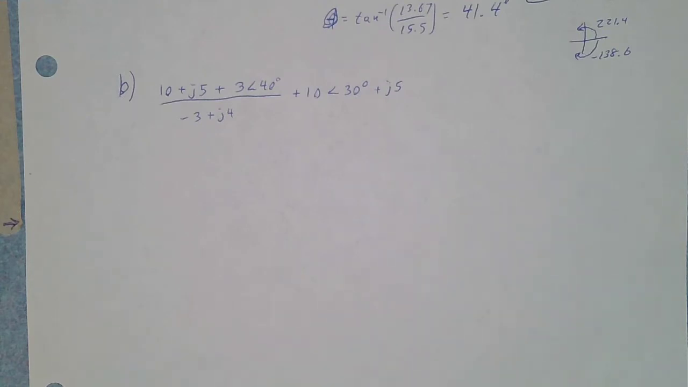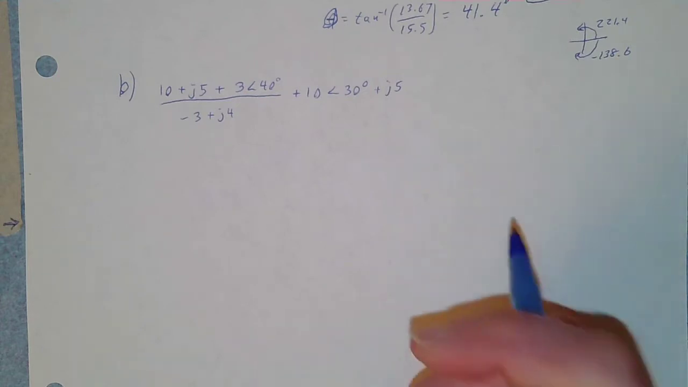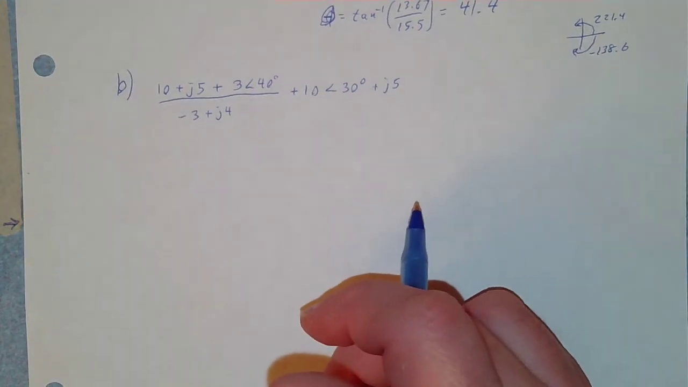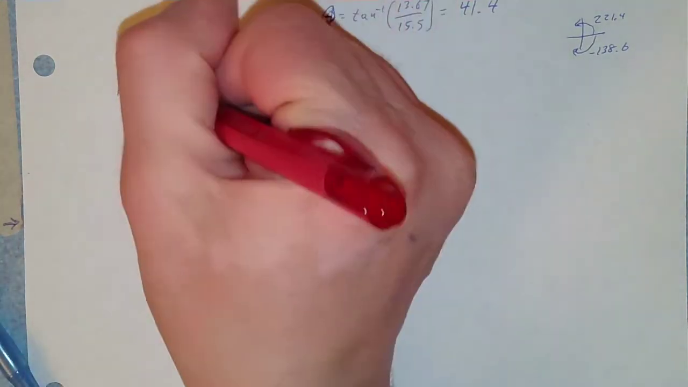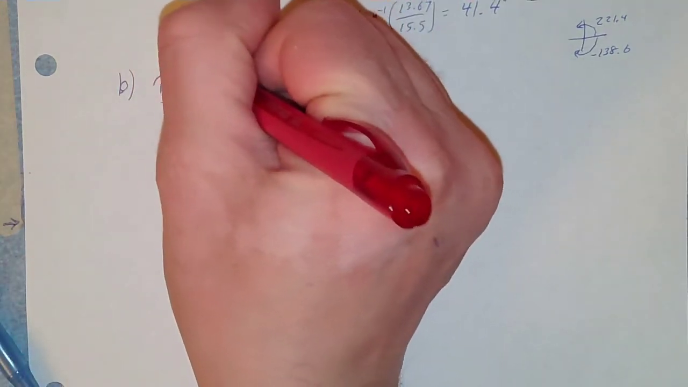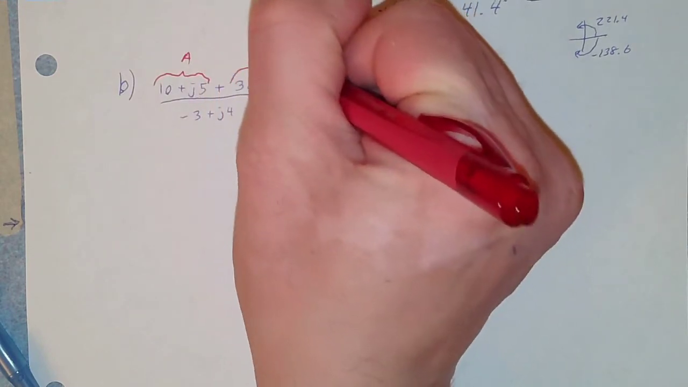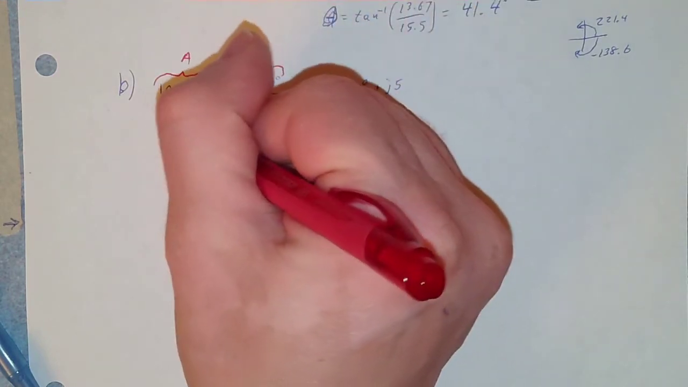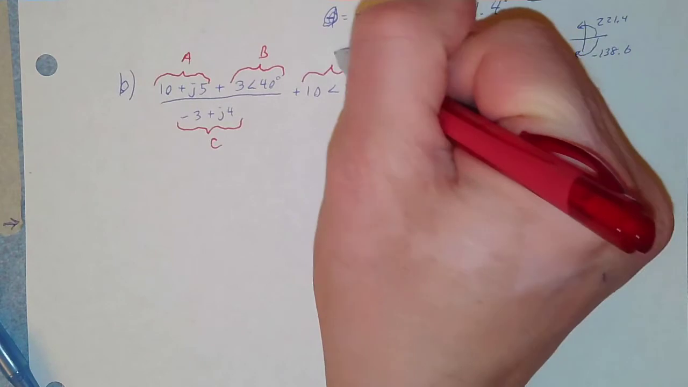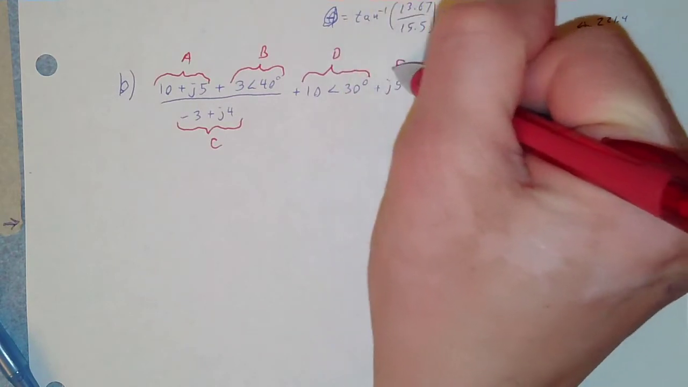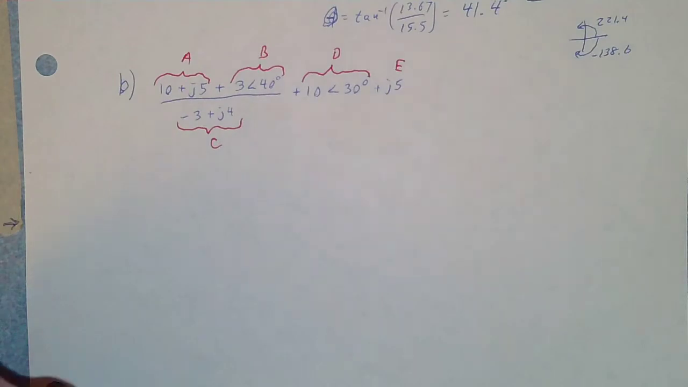Part B is kind of a monster of an equation. We've got 10 plus j5 plus 3 angle 40 over minus 3 plus j4 plus 10 angle 30 plus j5. So lots of stuff going on here. Let's convert a few of these things over. I'm going to call this A, I call this B, this will be C, and then we'll have D and E. So let's look at B first.